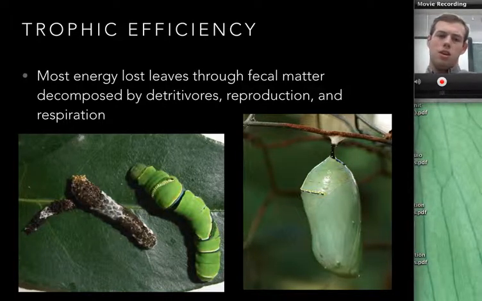Most of the energy that gets lost leaves through various types of matter, such as fecal matter, stuff that is decomposed by detritivores. All that stuff is energy that's lost. It's transferred from one level to the next. There's also a lot of energy that goes into reproduction. Being able to reproduce takes a lot of energy. And so all the energy that goes into that is lost from the next trophic level. Any energy that a primary consumer uses is lost to reproduction. And so the secondary consumer is not going to get as much energy from them as they could have.